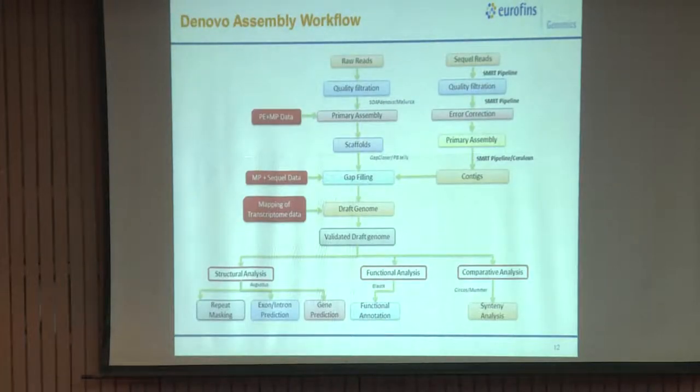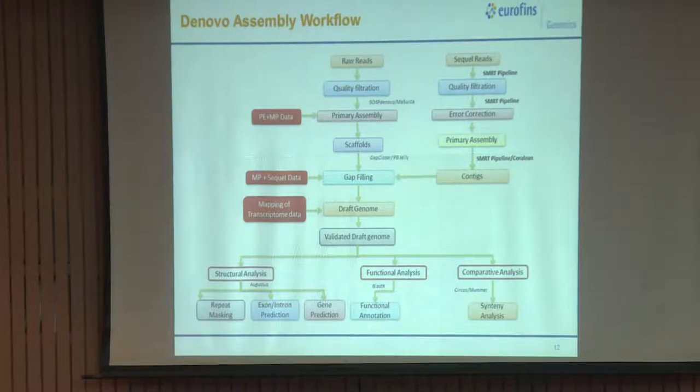So, this is how we do a de novo assembly. There are a lot of steps for validating the genome assembly and getting to a proper draft assembly. The raw reads we already saw, those FASTQ reads, R1 and R2, are my raw reads. Then we quality filter, so that the quality should not be low and there should be no N in the reads. So, we quality filter the reads and then we go for a primary assembly.